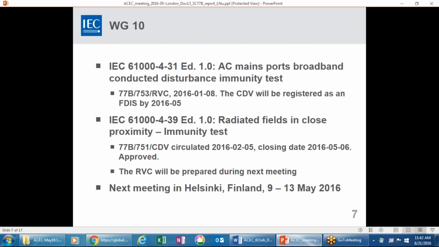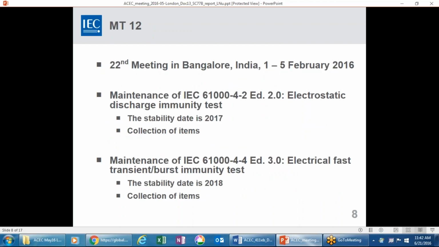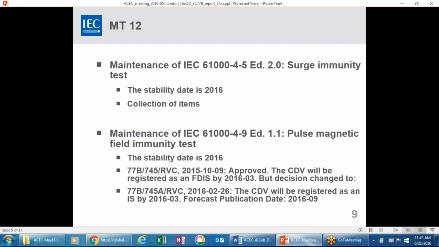A lot of people are looking forward to beyond just 77. 4-2, the ESD, it's stable until 2017. So right now they're just collecting items that might be considered for the committee draft starting next year. The burst is even further out, 2018, again in the collection mode. So again, from the lab assessment perspective, you don't have to worry about having the latest versions of these standards because what you have now is still going to be current through 2017 and 2018. The surge could be changed this year, but they're still collecting what they want to change. So when you're in the area of collecting items like that, you're still probably 2 years away from a real change coming out.